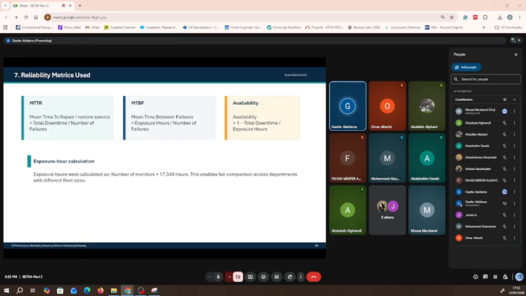It was calculated as exposure hours divided by the number of failures, because this is a fleet-level analysis. Exposure hours were calculated as the number of monitors multiplied by 17,544 hours, which is the duration of the 24-month study period. Availability was calculated using the downtime over exposure method, 1 minus total downtime divided by exposure hours. This method is suitable because we have recorded downtime values from the failure log.